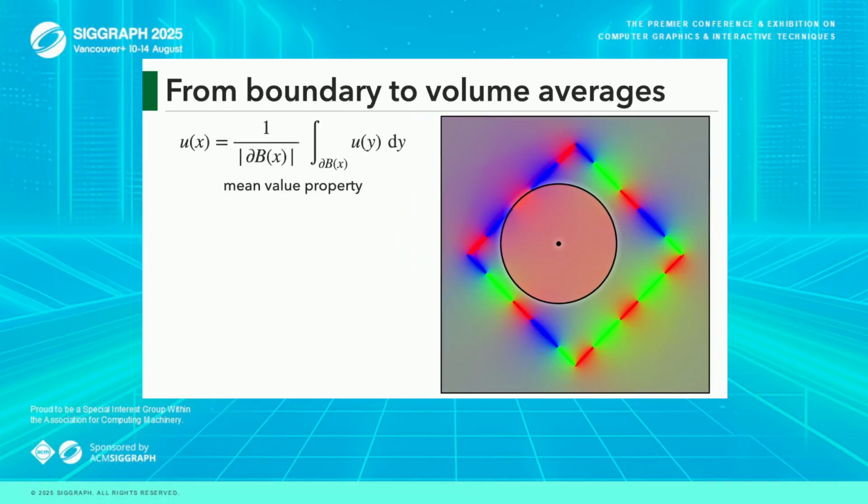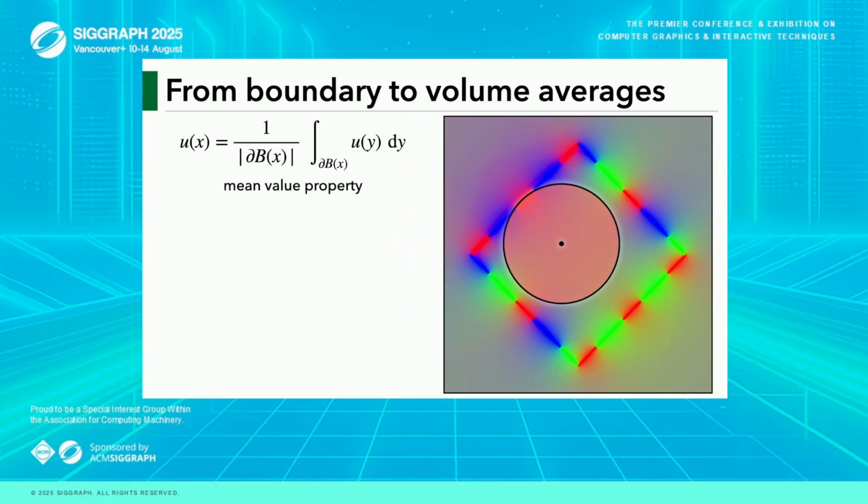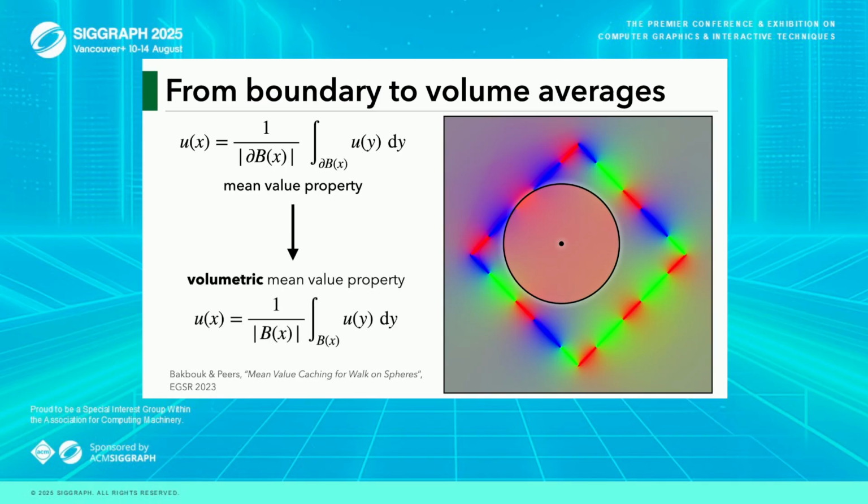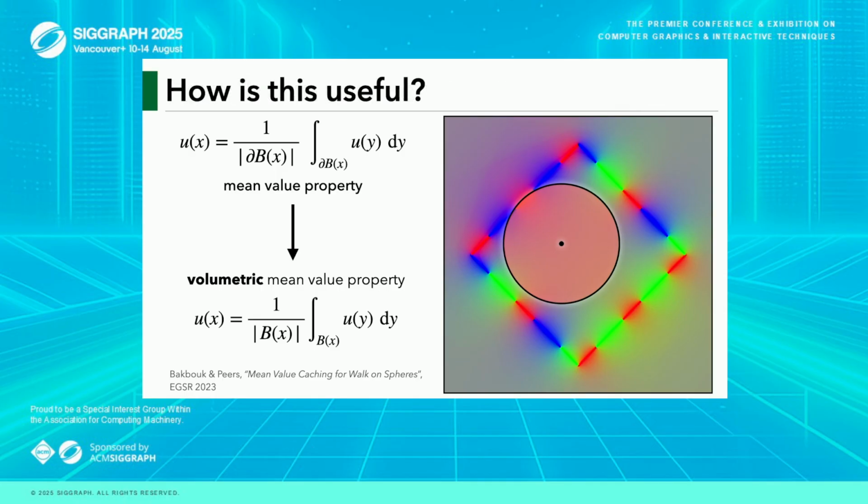And so what this paper did is they realized that, well, instead of posing a mean value property around the boundary, you could equally well pose sort of a volumetric mean value property. So if you average the values within a disk instead of on the boundary of that disk, you're also able to pose that and relate it to the solution in the middle. Now, this doesn't seem immediately useful. Like, why would we sample within a disk if all we have to do is sample along the boundary? That seems like a simpler problem.